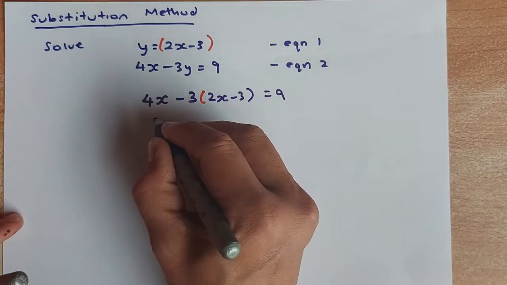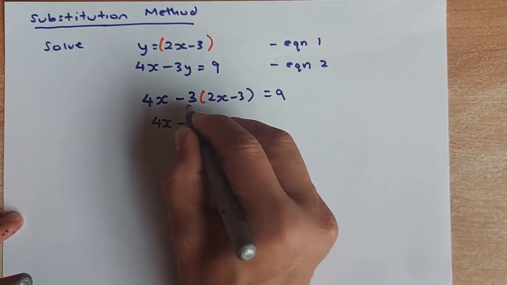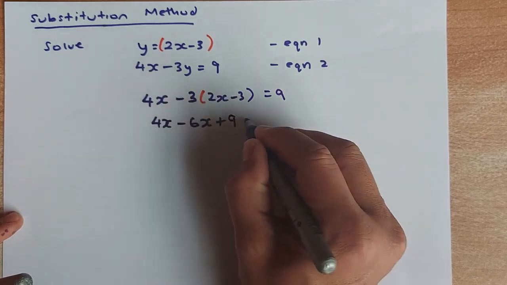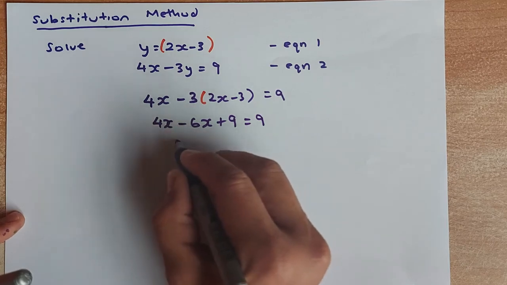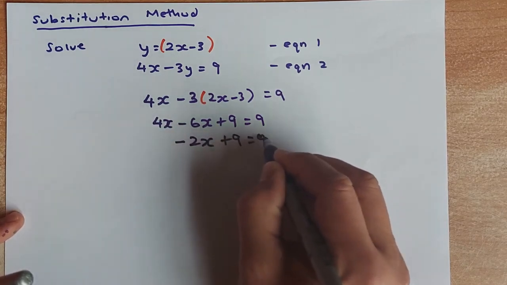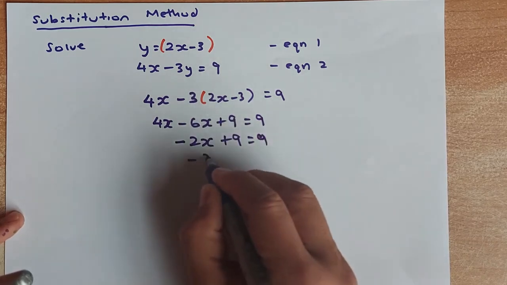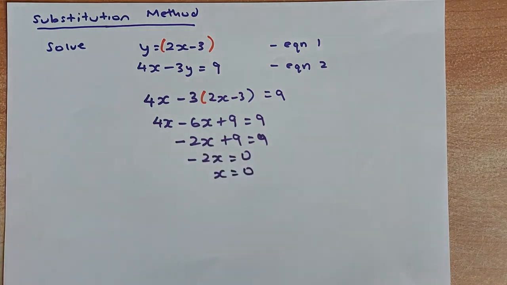Now you expand the equation. 4x minus 3 times 2x is minus 6x. Minus 3 times minus 3 is going to be plus 9 equals 9. Now you solve it. 4x minus 6x is minus 2x plus 9 equal to 9. And then you minus 9 on both sides. Minus 2x equal to 0. x equal to 0.